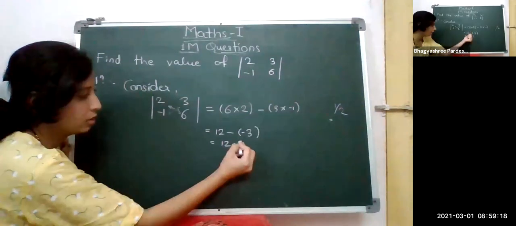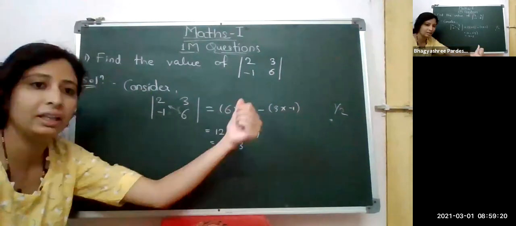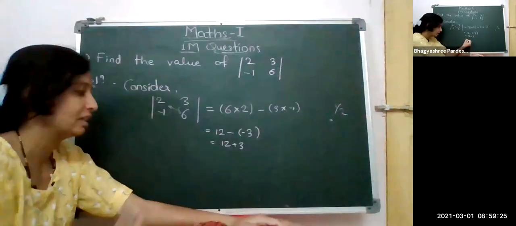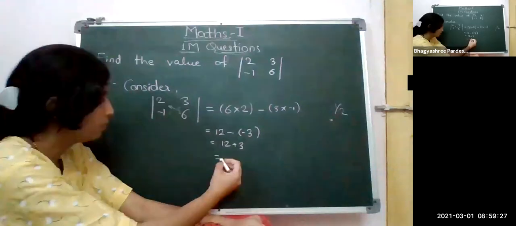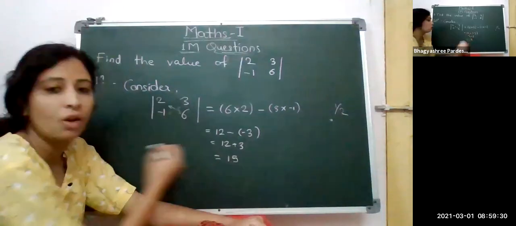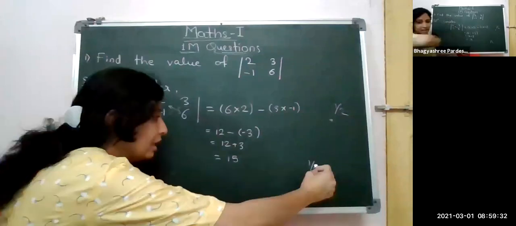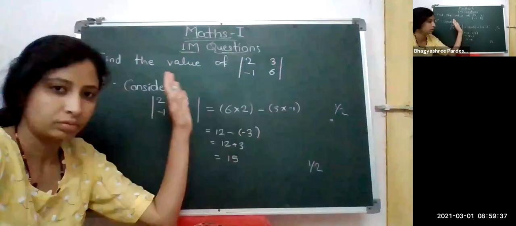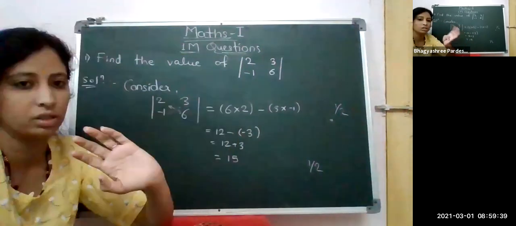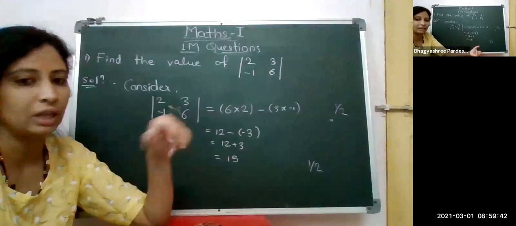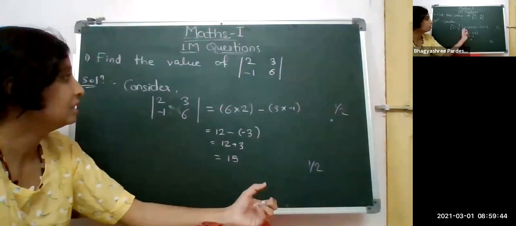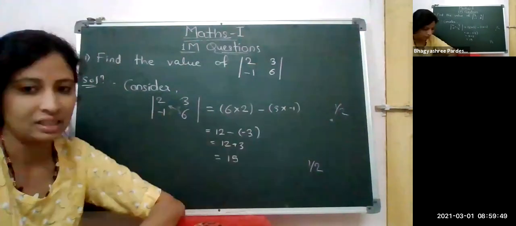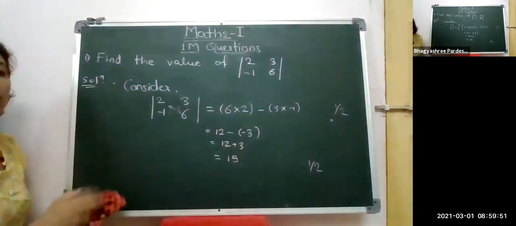Now, for writing these 2 steps, are we getting marks? Definitely no. For writing these 2 steps, we are not getting a single mark. But for the final answer, 12 plus 3, which is equal to 15, we get our next half mark. In this way, the 1 mark is divided for solve questions. If it was an MCQ, we would get marks directly for the answer 15. But since it was asked as solve, half marks for substitution and the next half marks for the final answer. Okay, so this is one of the questions.